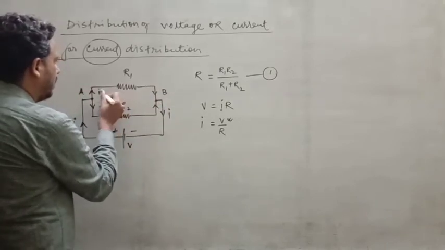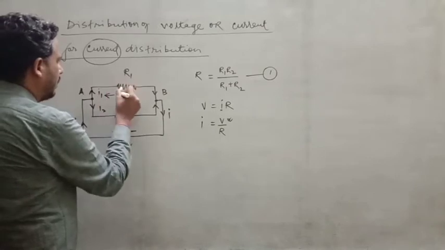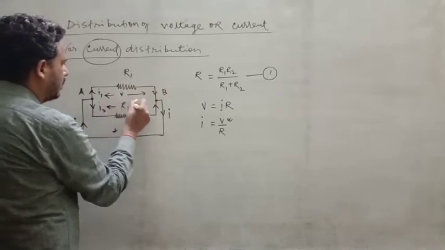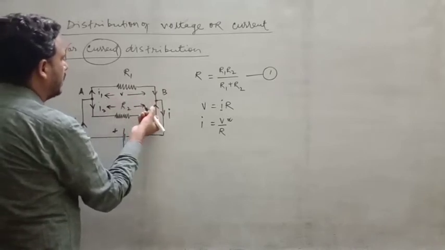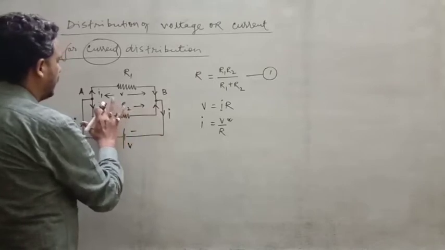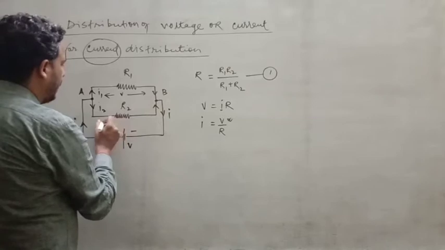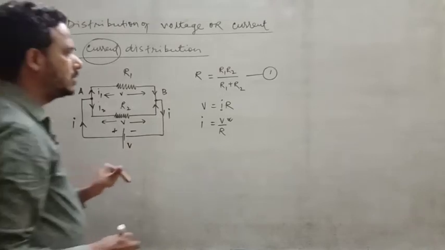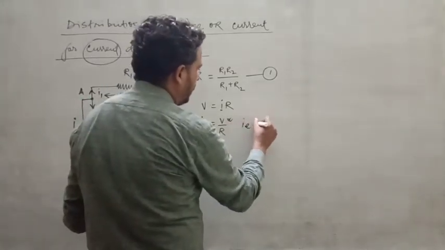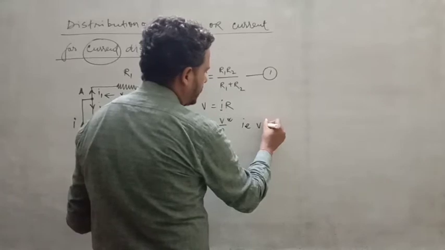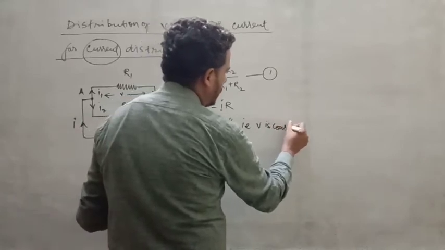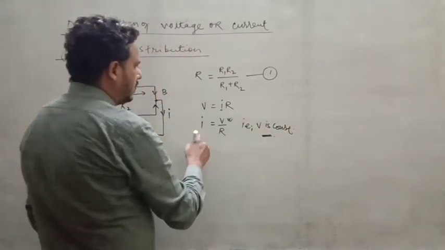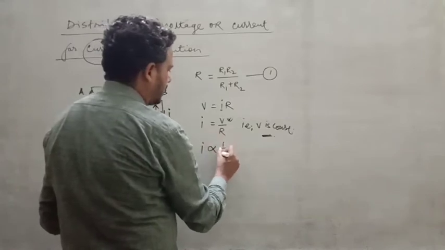If you want to find the potential drop across R1, that would be V. And if you want to find the potential drop across R2, that would also be V. That means your V is constant. Just write down here that V is constant. If V is constant, what does that mean? Your I is inversely proportional to R.